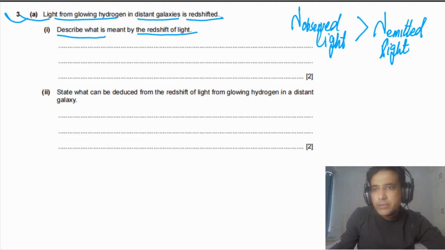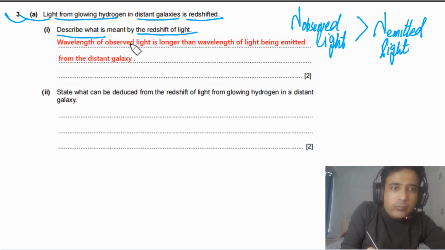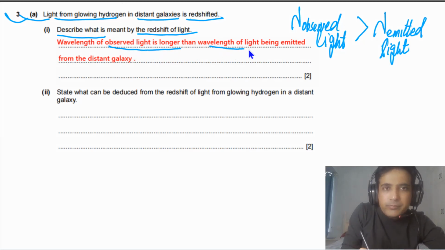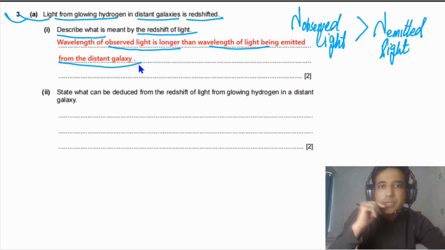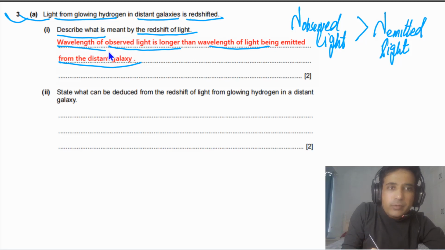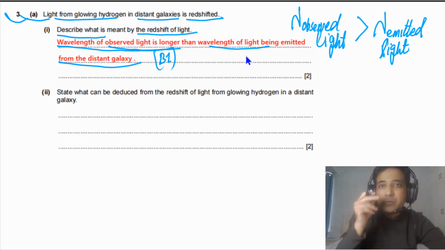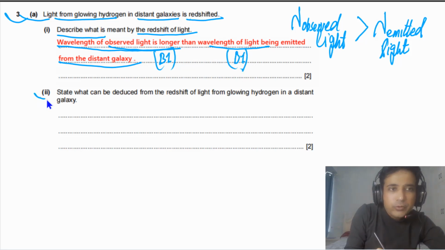So how can you write down the answer? Simply you can say in this case, wavelength of observed light is longer than wavelength of light being emitted from the distant galaxy. So in this case, you will get 2 B marks. First mark you will get if you have written wavelength of observed light is longer. And then if you have compared this one with light emitted from the distant galaxy, you will get another B mark.